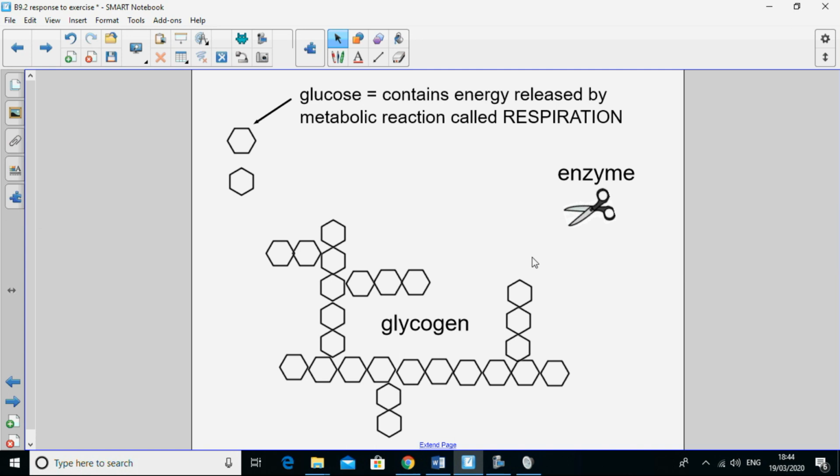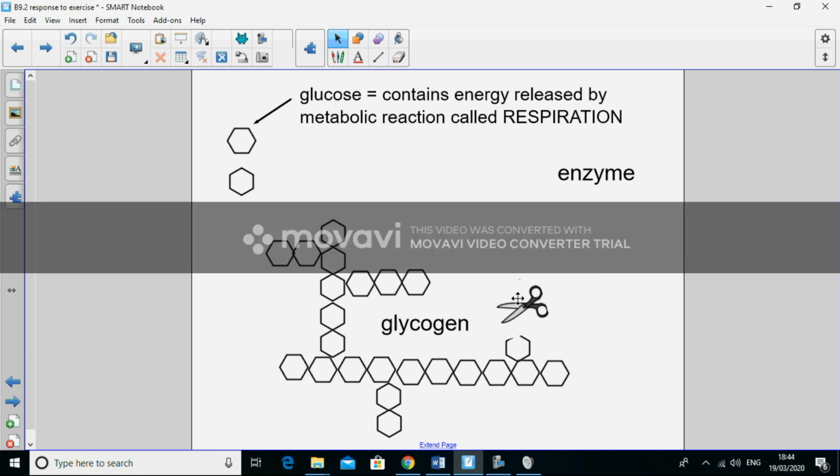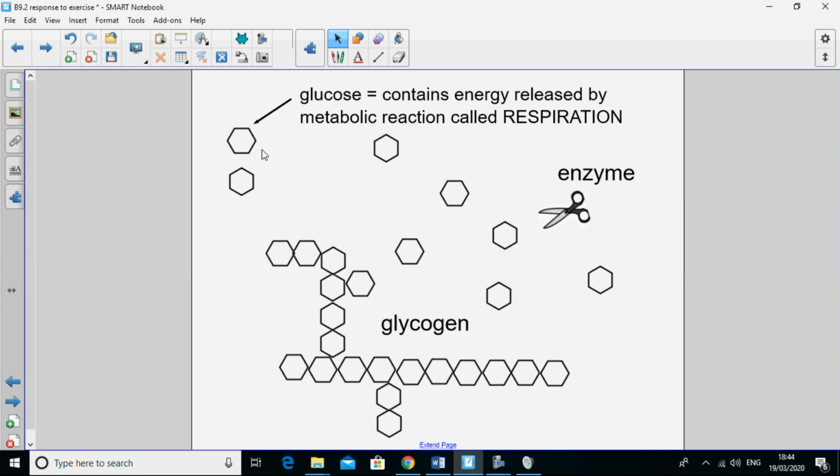Now when you're running, you need to get sugar. You use the sugar up in your blood, and then where do you get sugar from? Well, from your glycogen stores. So an enzyme comes along, snip, snip, snip, snip, and will break these sugar molecules off the glycogen like this to provide sugar for more aerobic respiration, which gives the energy for your muscles to contract.